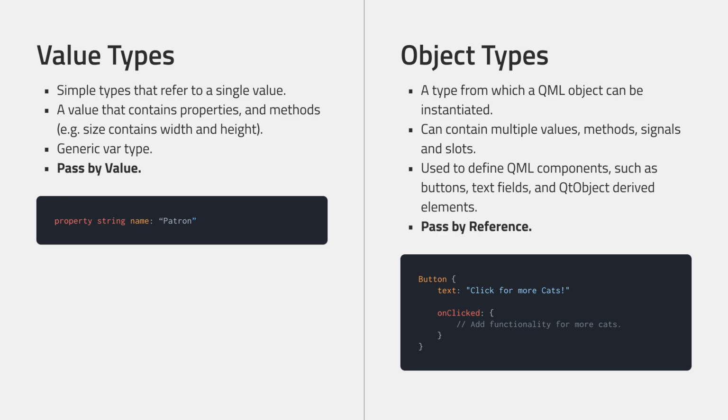There are 2 main types of data in QML: value types and object types. Value types have lowercase names and are passed by value. If you assign the same value type to 2 properties, they carry separate values. Modifying one doesn't affect the other. Object types have uppercase names and are passed by reference. If you assign an object type to 2 different properties, both properties carry the same value. Modifying the object is reflected in both properties.